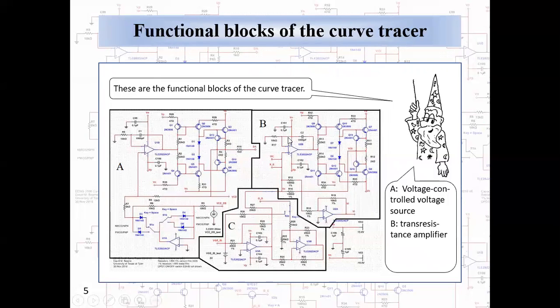Block B is a trans resistance amplifier that converts the collector current of the device under test into a voltage that's measurable by the myDAQ. The trans resistance of this amplifier is 500 ohms. That is, 2 milliamperes of collector current in the transistor under test will produce an output voltage of 1 volt from the trans resistance amplifier. And block C is a base current generator which takes a DC input voltage from the myDAQ and converts it into a current that drives the base of the transistor under test.